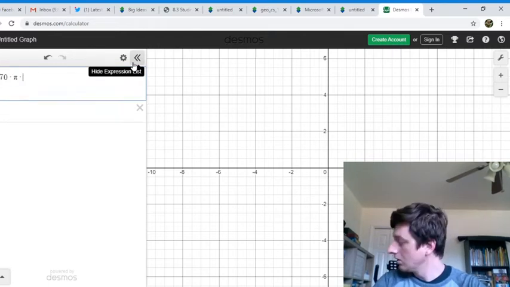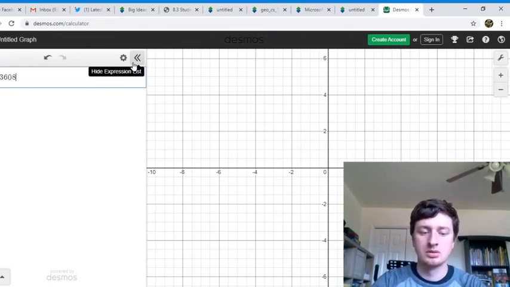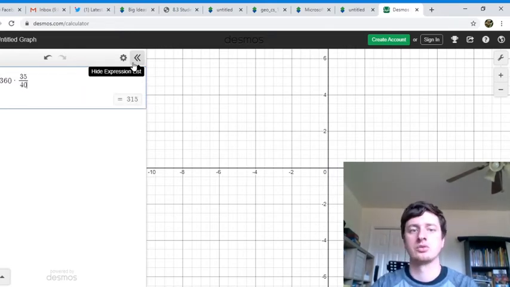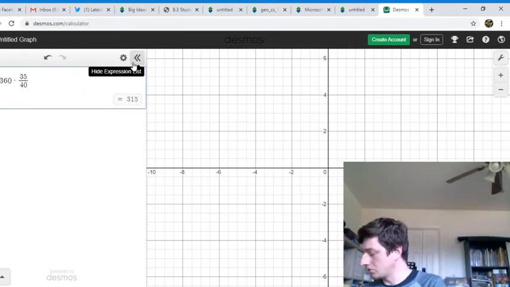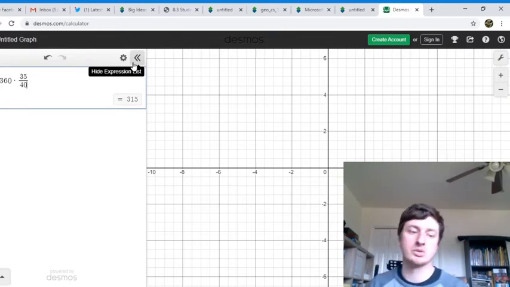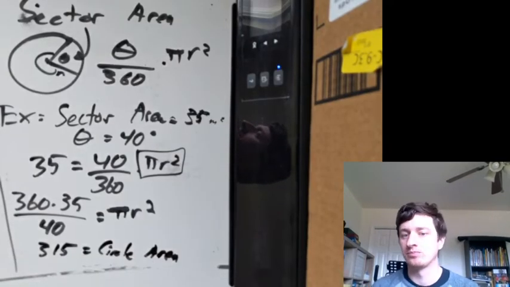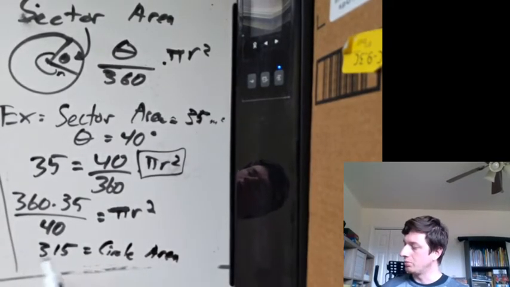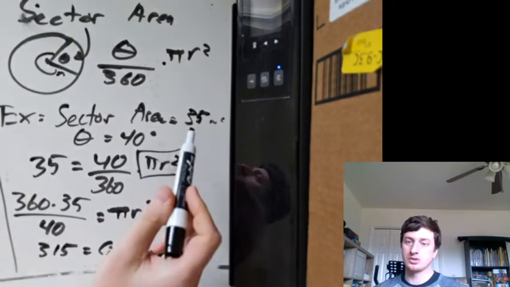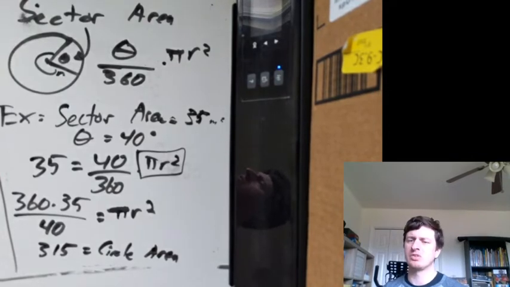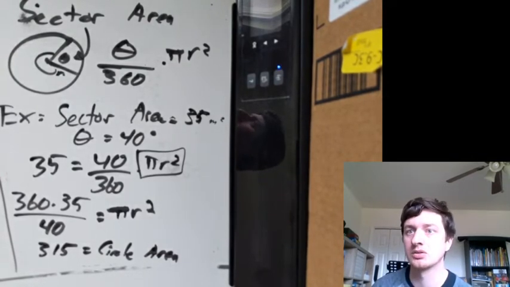This, which would be 360 times 35 divided by 40. So the area of the circle, the total area, is 315. So the whole circle area is 315. The portion with this degree measure is only 35, but the whole thing is 315. And so then we can find the radius by dividing and taking the square root.